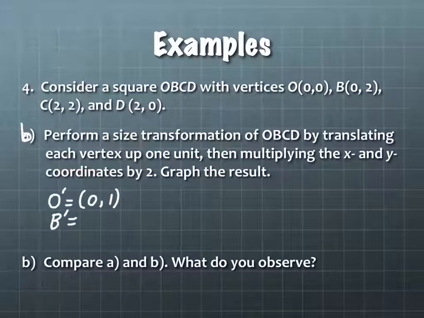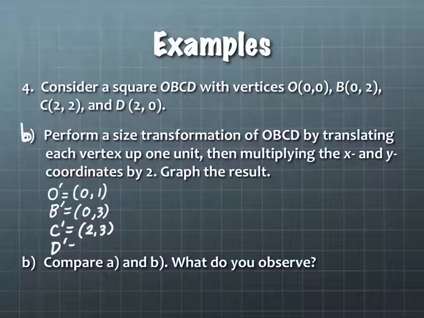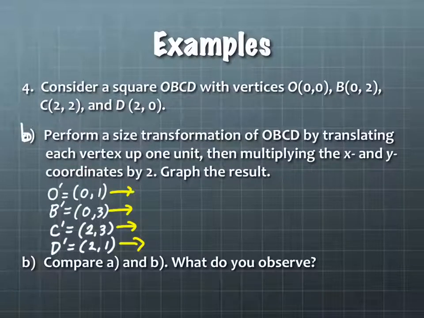B was originally 0, 2, so now it's 0, 3. C was originally 2, 2, so now it's 2, 3. And D was originally 2, 0, so now it's 2, 1. And then we're going to do what we did on the last screen, and we're going to double each of the coordinates as our second step instead of our first step.